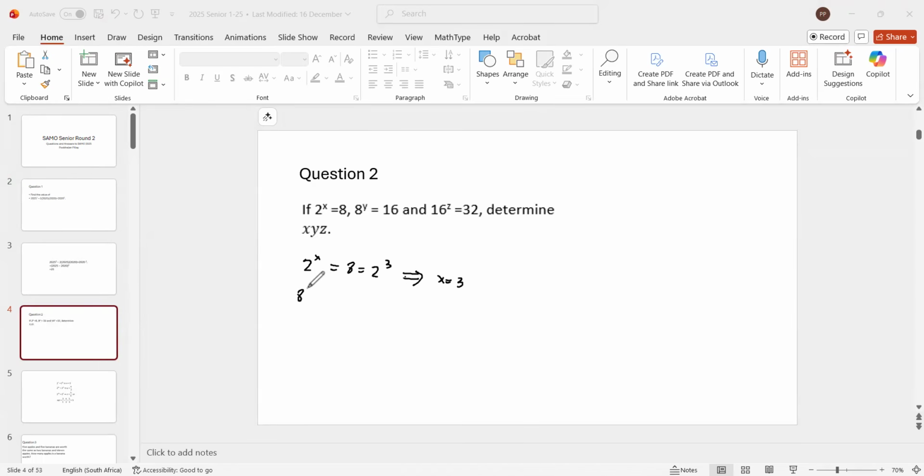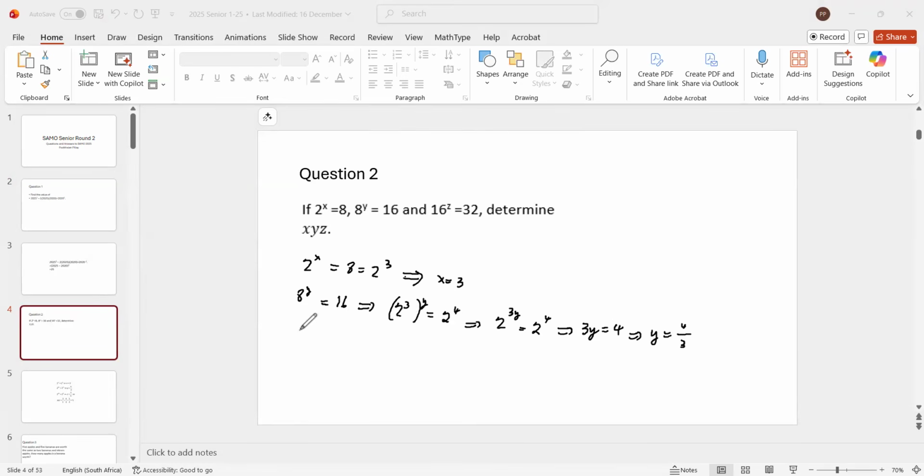8 to the y is equal to 16. Bring all to base 2, so you'll have 2 cubed to the power of y is 2 to the power of 4. And from the third law of indices, this is 2 to the power of 3y equals 2 to the power of 4. So 3y is equal to 4, which means that y is equal to 4 over 3. Okay, that took a little while to calculate.